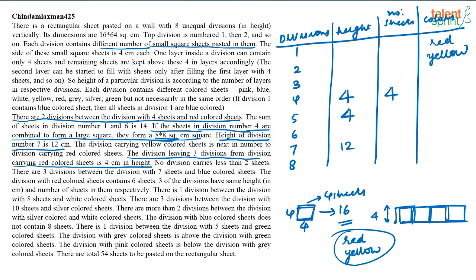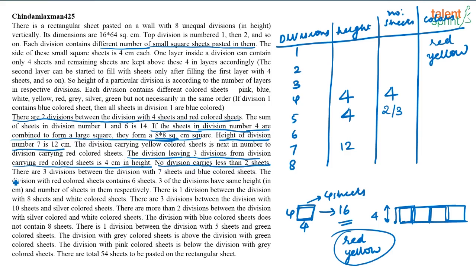Okay. Now what will be the number of sheets here? The number of sheets here either has to be 2 or 3. Correct? See, height is 4 centimeter, means there is only one layer and already 4 sheets is used. So the number of sheets that needs to be here is either 2 or 3, because we know minimum in each division there has to be 2 or 3 sheets, because they have given here, right? No division carries less than 2 sheets.